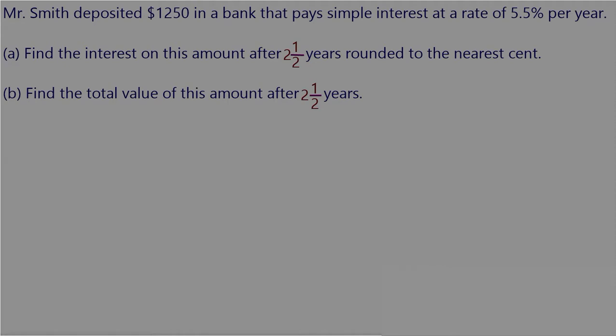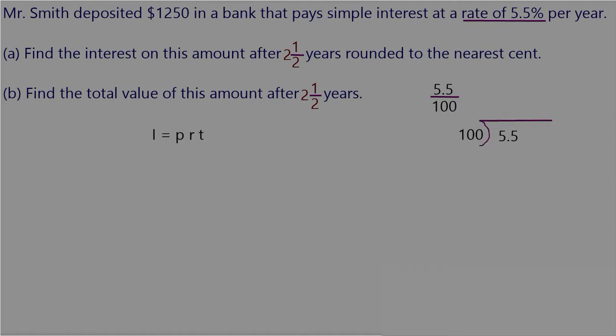Mr. Smith deposited $1,250 in a bank that pays simple interest at a rate of 5.5% per year. The instruction asks us to find the interest in this amount after 2.5 years, rounded to the nearest cent. And also the amount he will receive after the 2.5 years. We can convert the rate by dividing it into 100 to get the decimal value rounded off to the nearest cent.